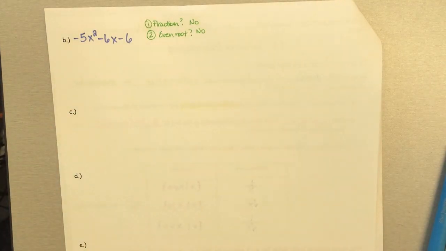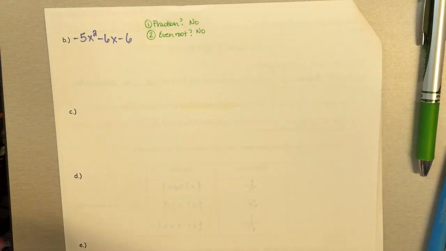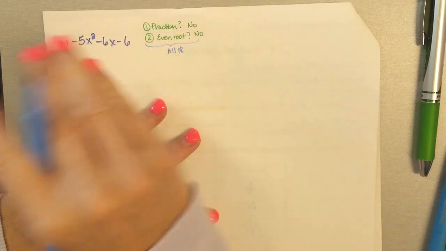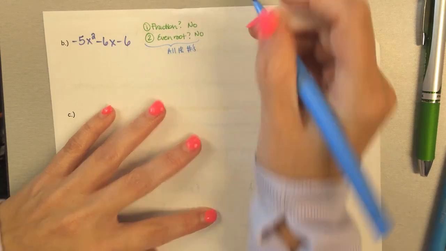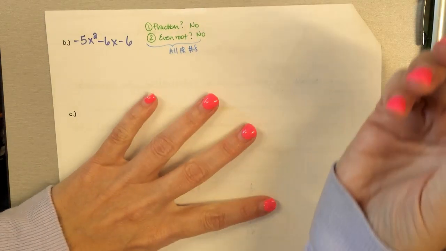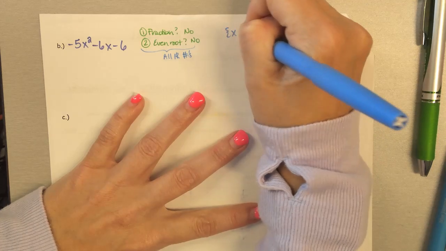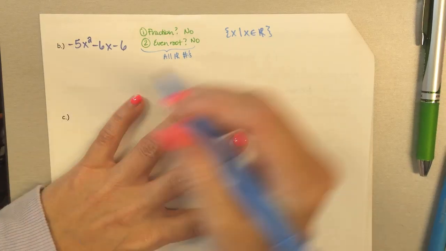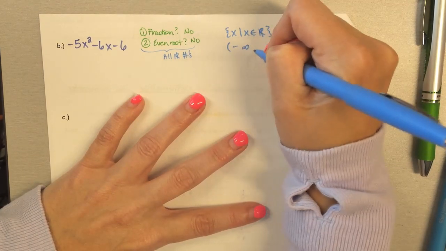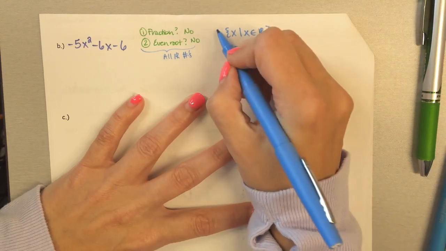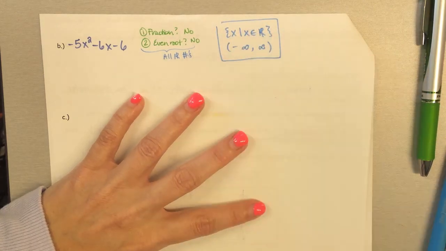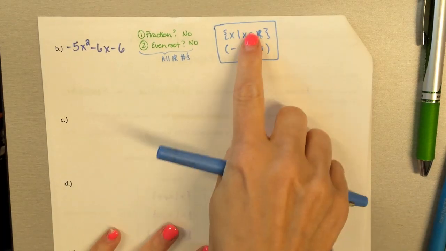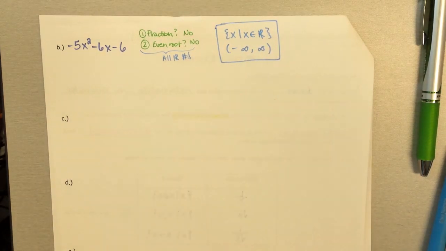So when that happens, your domain is what? All real numbers. Okay, so if those restrictions don't happen, you're going to write all real numbers in set builder notation, which is just x such that x is an element of the real number set, and in interval notation, which is negative infinity to infinity. Okay, do you guys remember doing things like this before with domain?